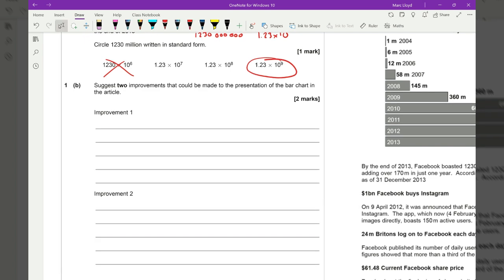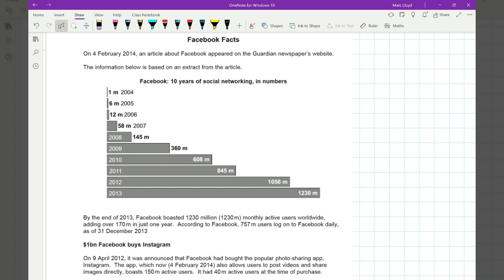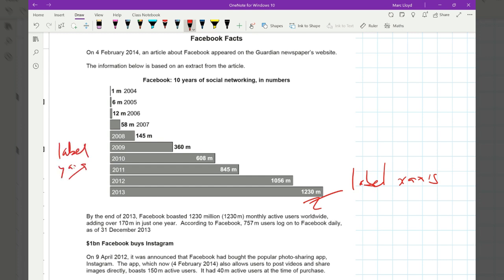Part B, suggest 2 improvements that could be made to the presentation of the bar chart in the article. I'll probably write it on here. Having a look at this, we don't seem to have any labeling for the X or the Y axis, so we can label the X axis and the Y axis. Those elements are missing. We also mix up the format of the year, so we could place the year before the bar. There's no need to put it on the bar at all, it's just a bit confusing.